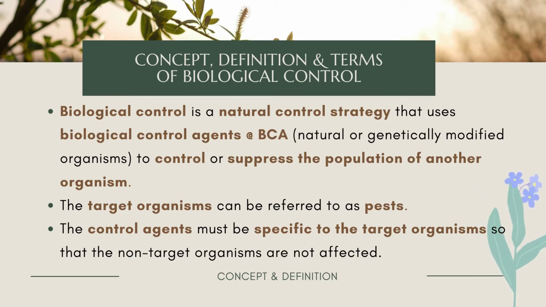Biological control, or biocontrol, is a natural strategy that uses living organisms to suppress the pest population. Pests can cause economic damage in agriculture. Usually, biocontrol is carried out with an active human role. For the biocontrol strategy to be effective, the control agents must be specific to the pest.